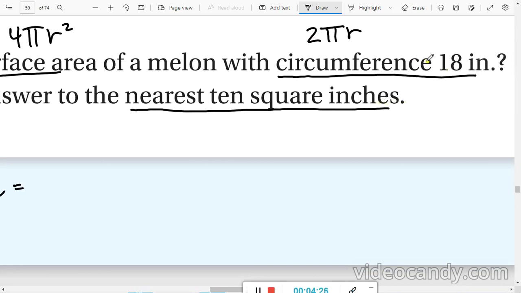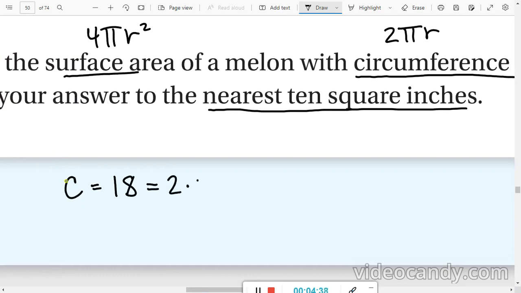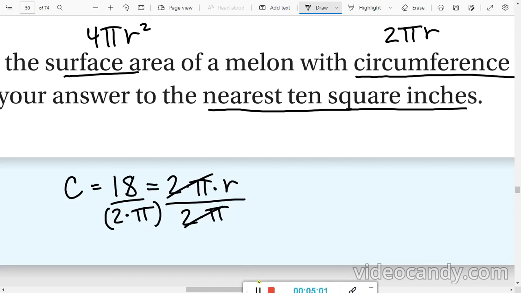All right, so we are given the circumference is 18 inches, so I'm going to set C equal to 18 inches. And I know the formula for circumference C is 2 times pi times r. Solving for r, I'm going to divide both sides by 2 times pi. And of course, it cancels on the right. I'm going to do this part on the calculator. 18 divided by 2 times pi. I'm going to use parentheses around the 2 pi. Rounding off, I get the radius r is approximately 2.86.